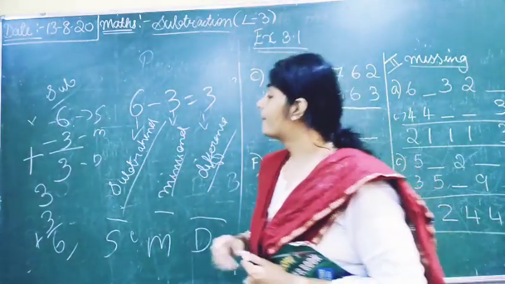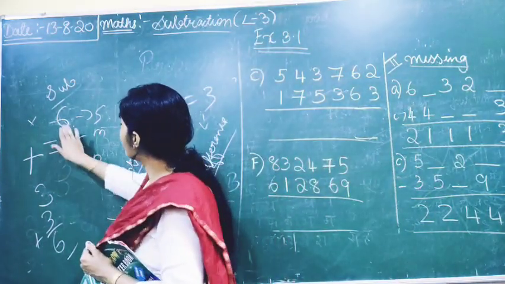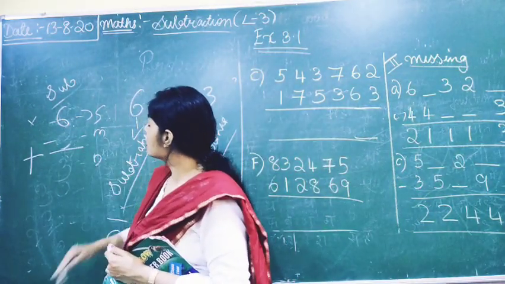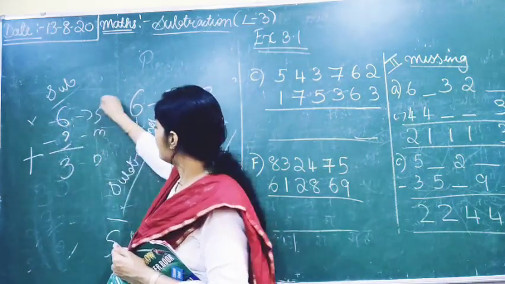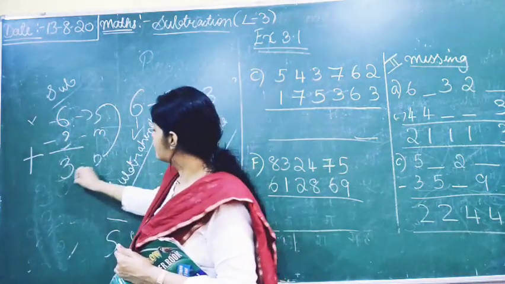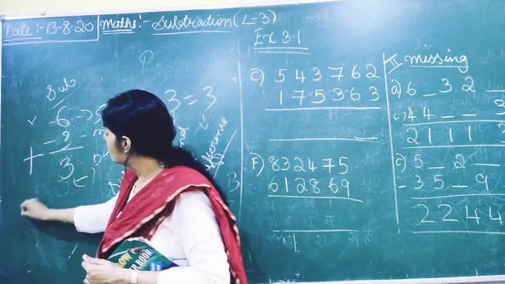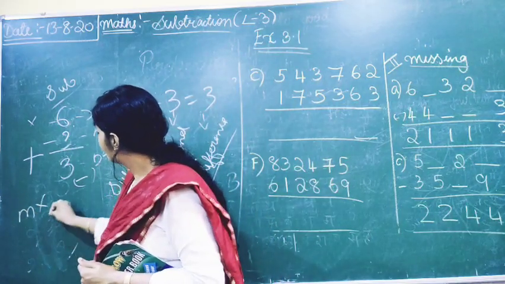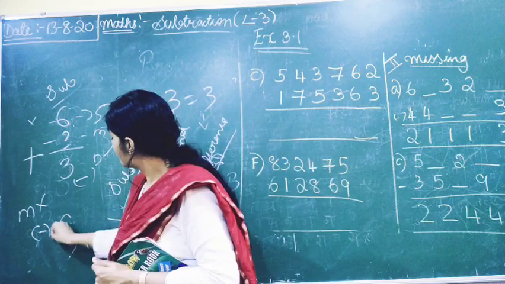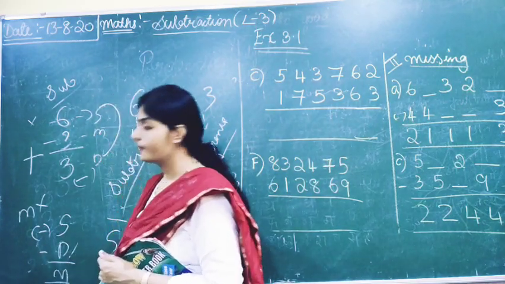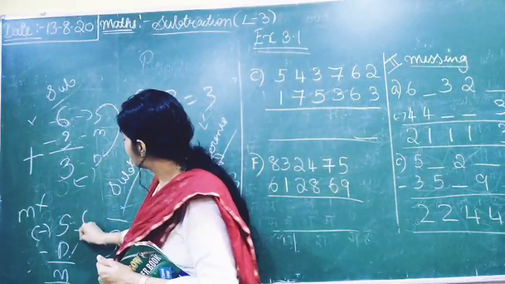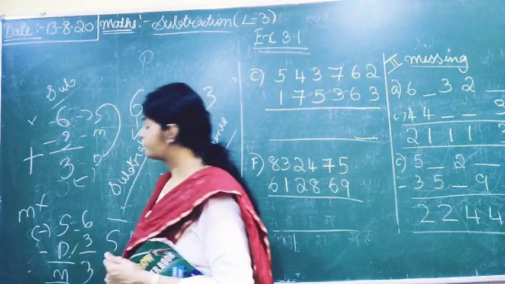Understood? But when you are not having your minuend, you have only subtrahend and difference. You have to subtract. If you don't have minuend, you have to subtract subtrahend minus difference. You will get your minuend. Got it? See, 6 minus 3, you get 3.